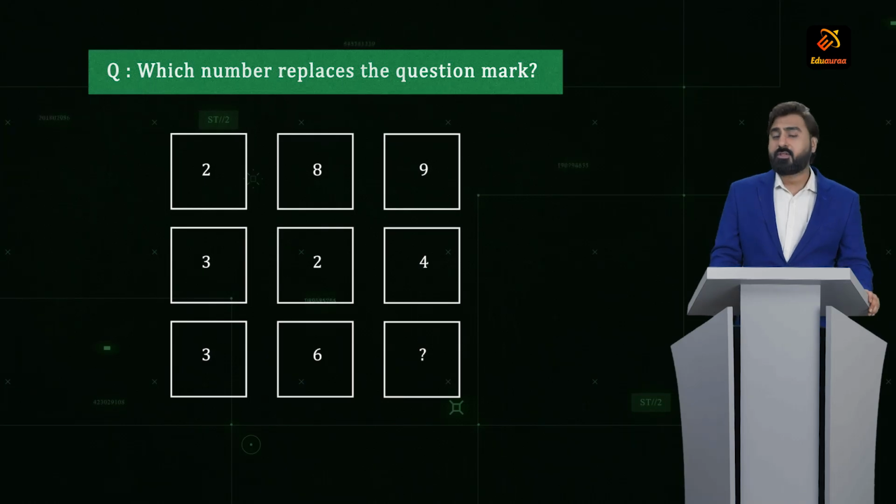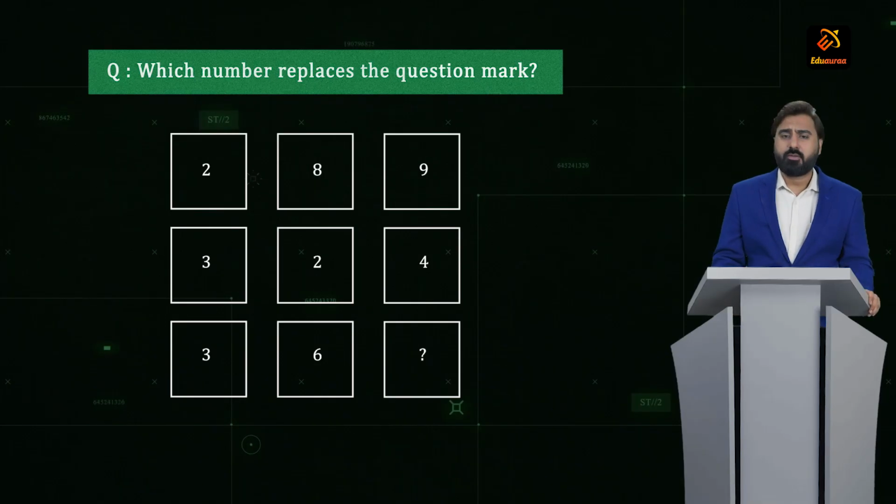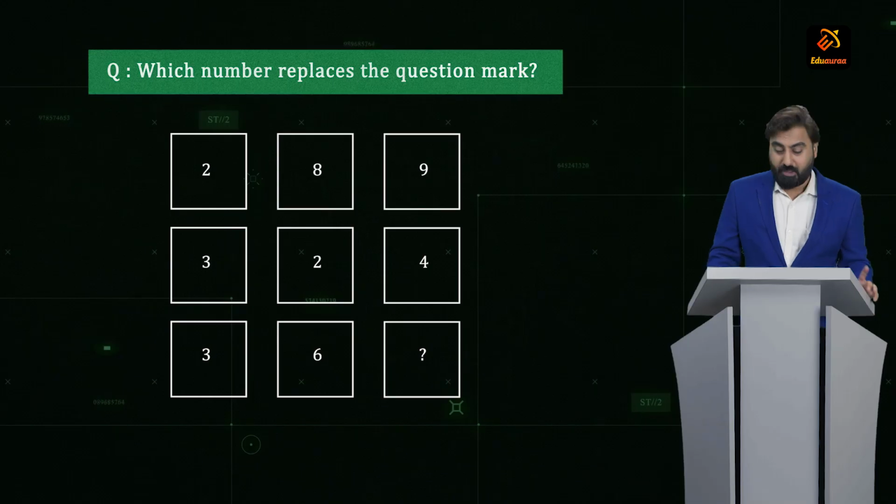Now this diagram has different numbers, and those numbers are 289, 324, 36 and the missing one. How do we solve it? Now students, see the numbers properly. The first row has 2, 8 and 9. The second row has 3, 2 and 4.